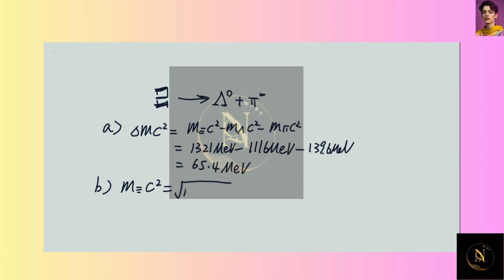And then we need to look at part B. Part B is a little bit more tricky. Part B asks us what fraction of the energy is carried off by each particle. This is a momentum question. Momentum is conserved in this case, but at the same time we want to use a relativistic expression for momentum and energy.